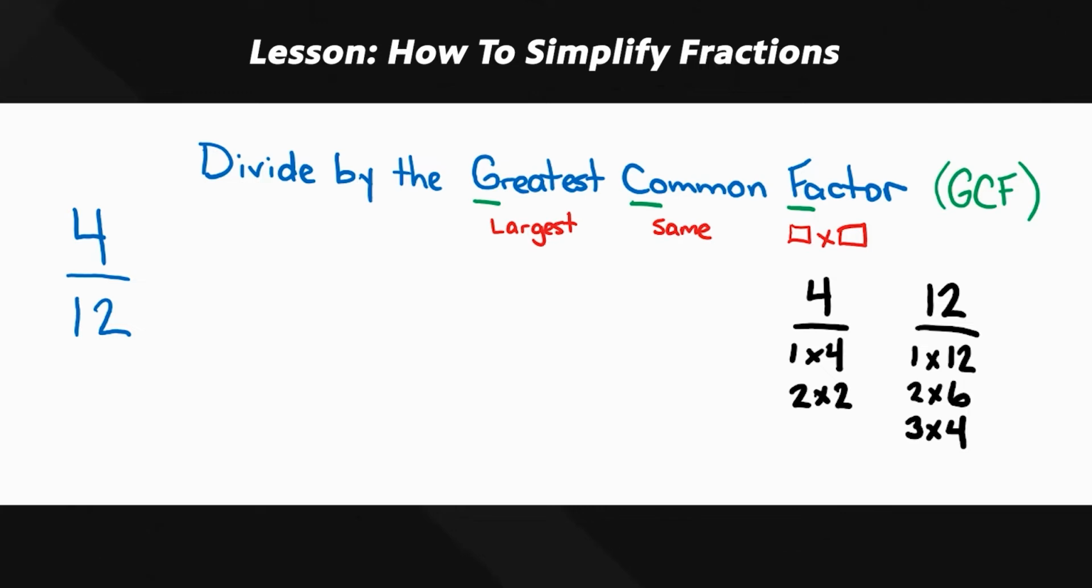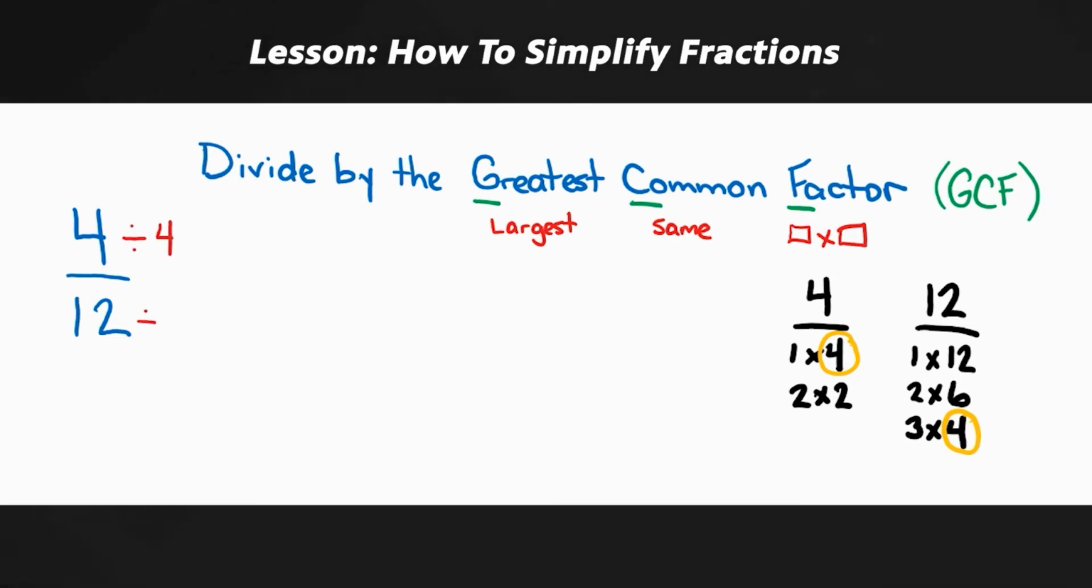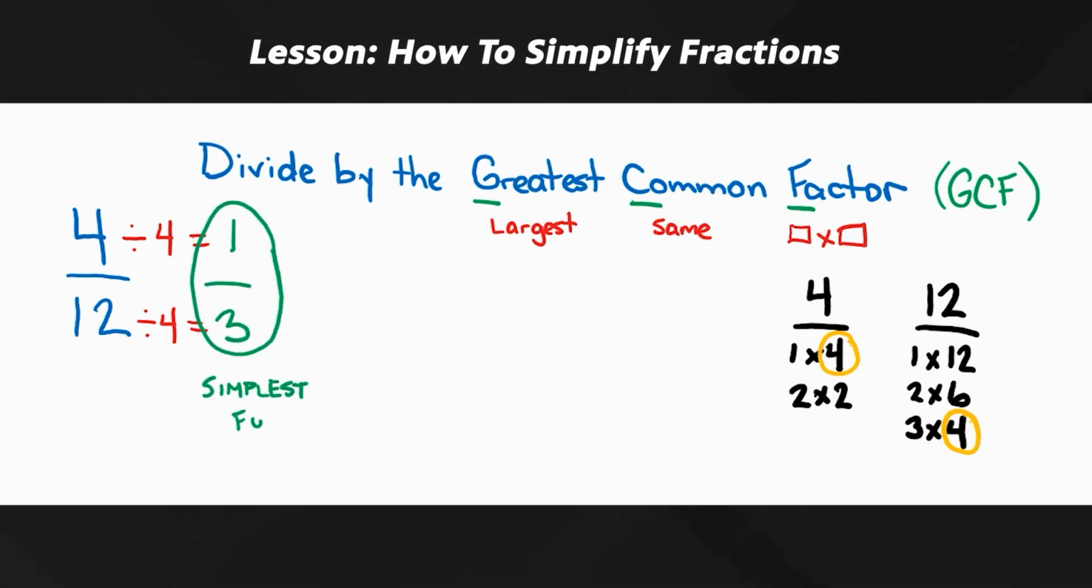Okay, great. So now we have all the factors of 4 and 12. Looking at each of these lists, which is the greatest common factor? In other words, which number is the largest number that appears in both lists? That would be 4. So with 4 and 12, the greatest common factor, or GCF, is 4. So in order to simplify this fraction, you just need to divide the numerator and the denominator by 4. 4 divided by 4 equals 1, and 12 divided by 4 equals 3. So that's how we landed on 1/3 as the simplest form of this number.